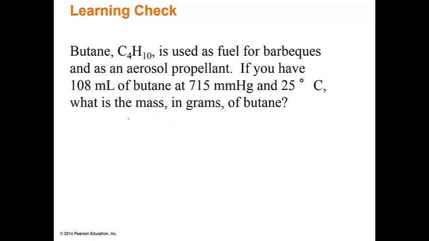All right, so if you have 108 milliliters of butane at 715 millimeters of mercury at 25 degrees C, what is the mass in grams? We have three variables. So what are we looking for?